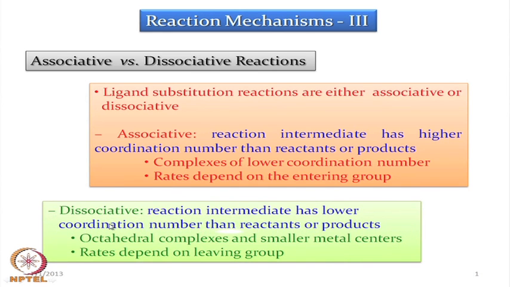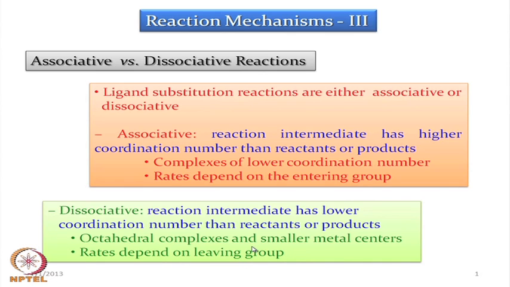Similarly, when we go for the dissociative reaction, the reaction intermediate has lower coordination number than reactants or products. It is typically opposite to the associative reaction, and octahedral complexes can give rise to that dissociative reaction, and also smaller metal centers, that means metal centers having less coordination number compared to octahedral. In this case the rate of the reaction is dependent on the leaving group. That means the group which is leaving to give rise to the 5 coordinated species will control the rate of the reaction.